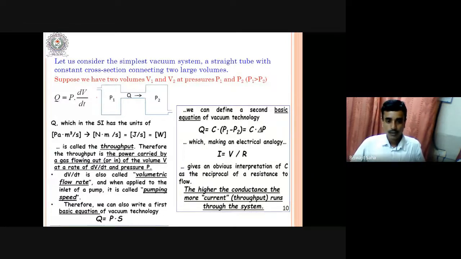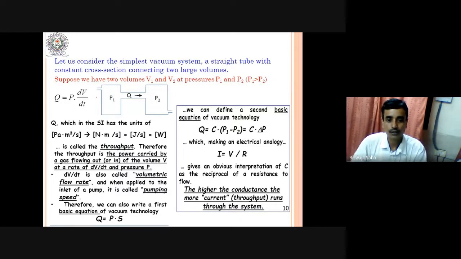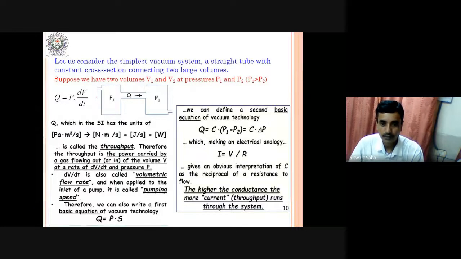Q is equal to P dV/dt. So what is Q? Q is basically throughput. And how can it be understood? Q can be understood as the power carried by a gas flowing out. If we look into the right hand side of the equation, P has the unit of pressure, while dV/dt is some volume per unit time. So Pascal meter cube per second will be the unit on the right hand side of the equation. If we understand this, then we get Newton meter per second. And we know Newton meter is nothing but joule, so joule per second, which is basically watt. So we can say how much energy per unit time is transferred during the time of vacuum is called the throughput.